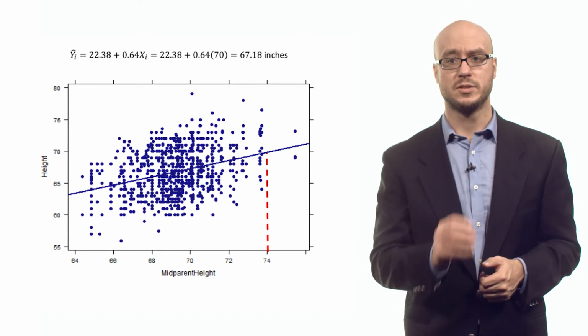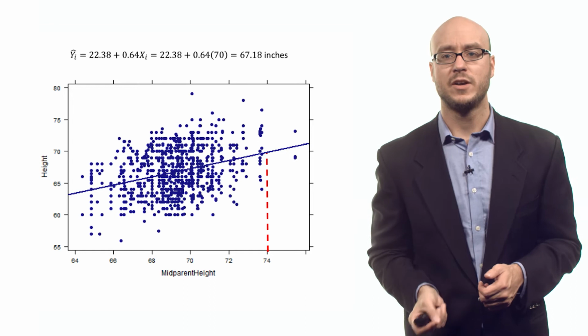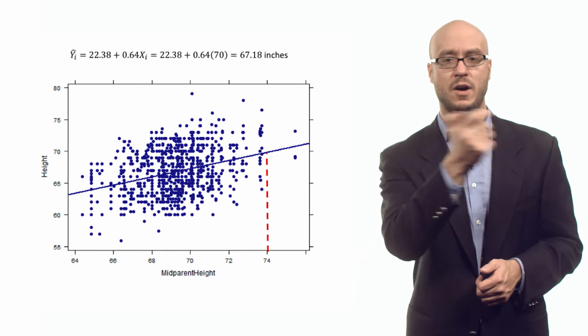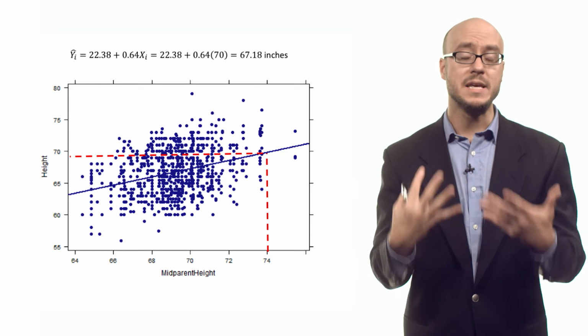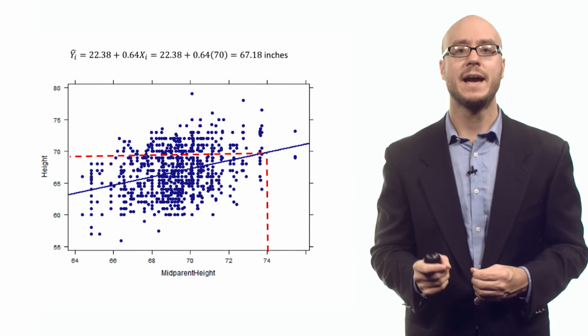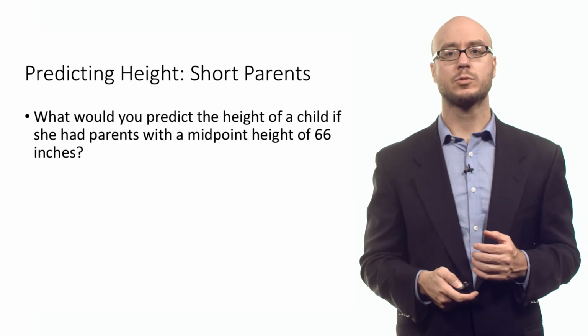So we can see this visually. This is the upper range of the data set. So the mid-parent height is 74 inches. We go up to the line, and we can follow across. And we can see that the expected height, the mean height conditional on that value of x, is about 69 inches. Well, let's predict the height for short parents.